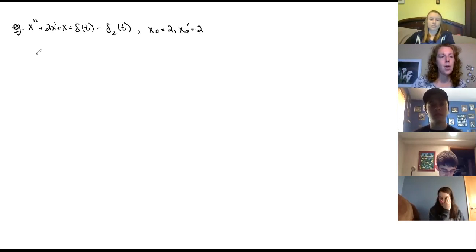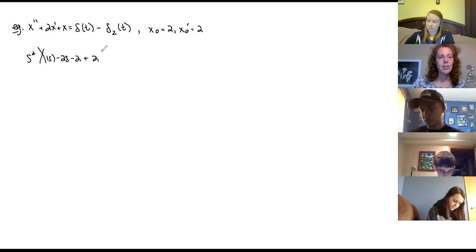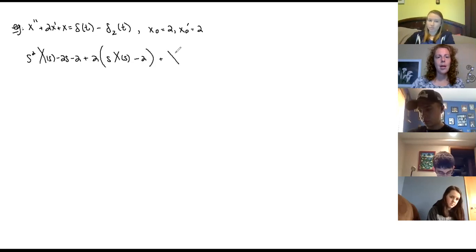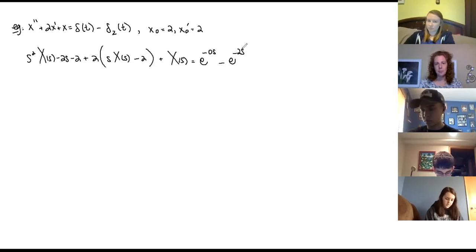Laplace transform, here we go. s squared X of s minus 2s minus 2, plus 2 times s X of s minus 2, plus X of s equals e to the negative 0 times s minus e to the negative 2s. You can write e to the negative 0s as just 1 right away if you want to.